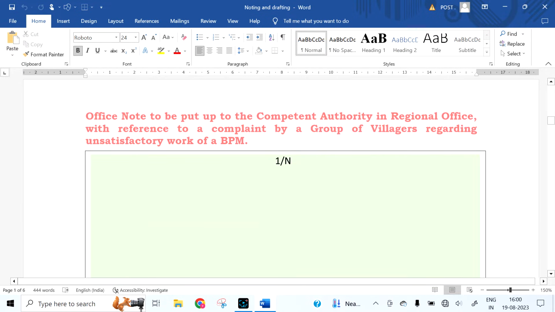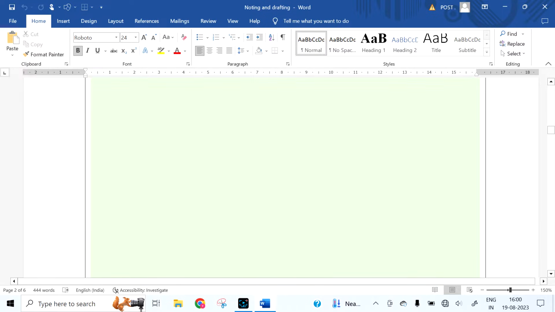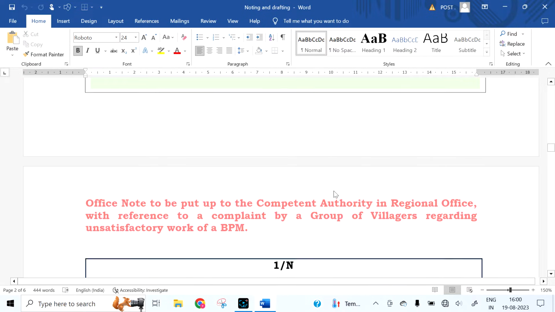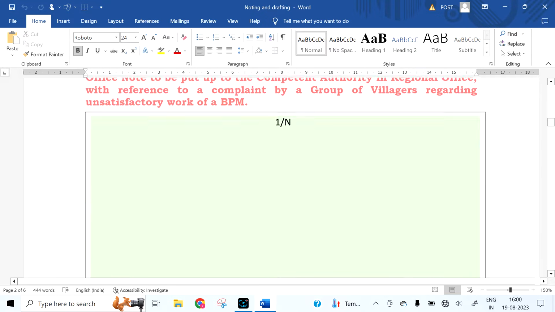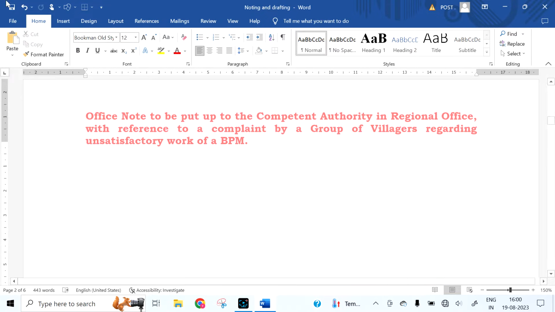Now we will see in the computer how we will do it, or in the examination how we will write it. Generally the note sheet will be starting with 1N, and here the color of the note sheet will be like this, like pale green. And how to make this in a Word document also I will show. Suppose I shall remove this one and I will show how it can be done.